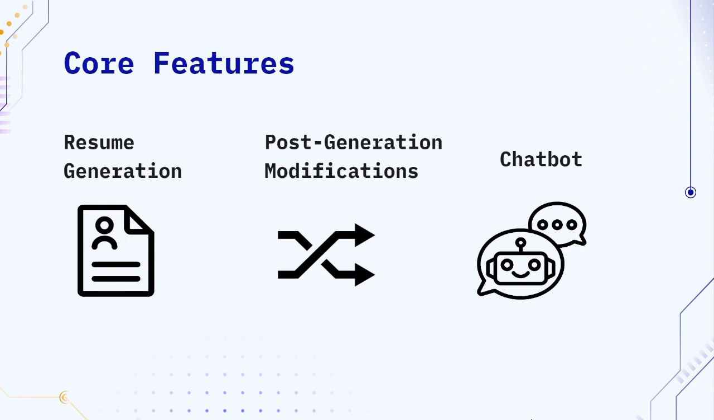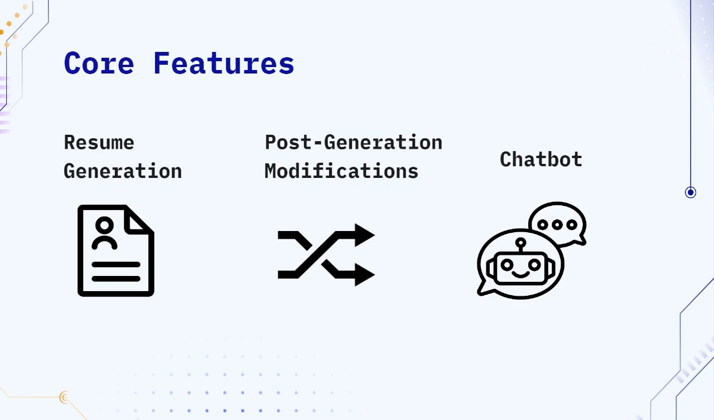These are the core features of Resubot, mainly the resume generation. When the user inputs information such as their experience or their skills or the job description that they are applying to, this information is sent to AI or ChatGPT to then generate the perfect resume.